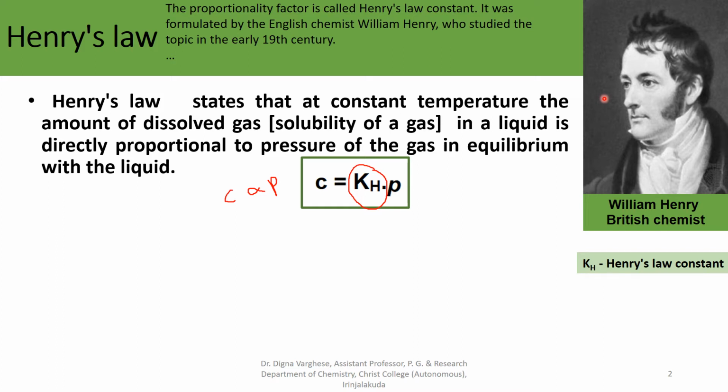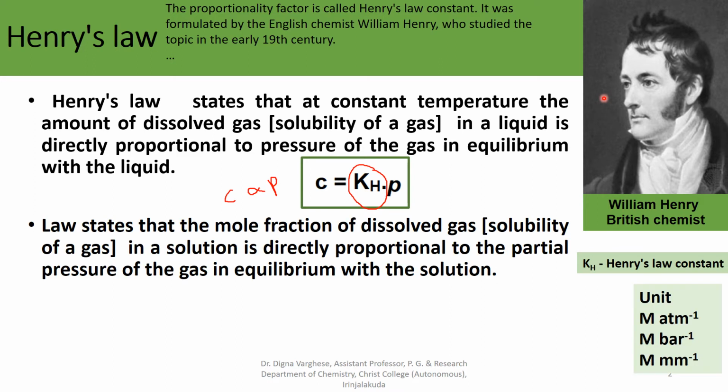Suppose we use the mole fraction of a gas in the solution as a measure of its solubility. Then Henry's law can be stated as follows: the mole fraction of the dissolved gas in a solution is directly proportional to the partial pressure of the gas in equilibrium with the solution. So we can write P is equal to Kh into X, where Kh is the Henry's law constant, X is the mole fraction, and P is the pressure of the gas.